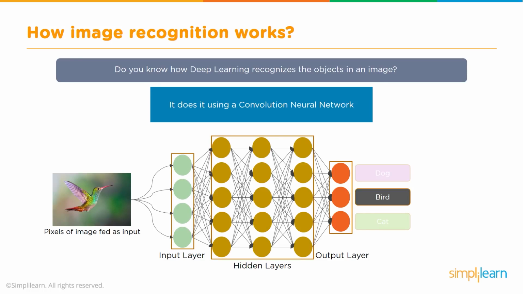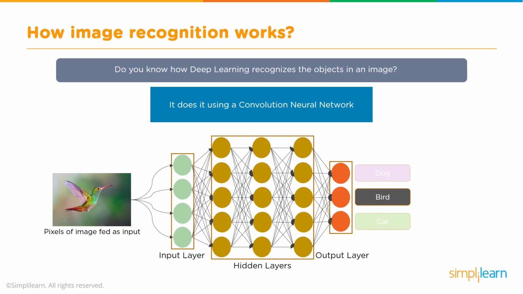Over here we have the basic picture of a hummingbird. Pixels of an image are fed as input. You have your input layer coming in, so it takes that graphic and puts it into the input layer. You have all your hidden layers, and then you have your output layer, and one of those is going to light up and say, oh, it's a bird.